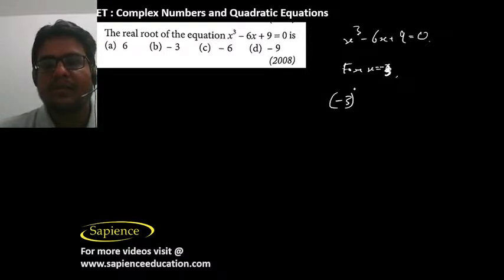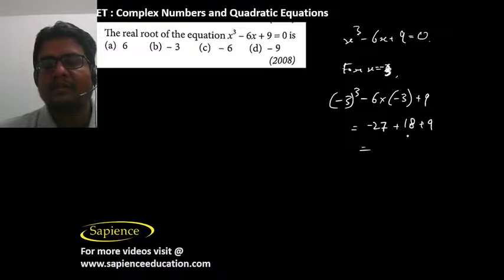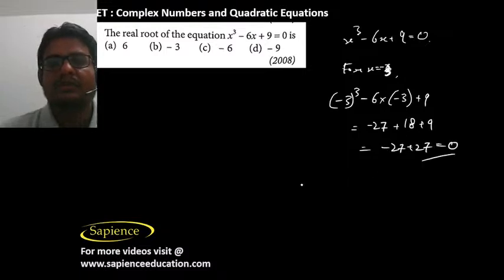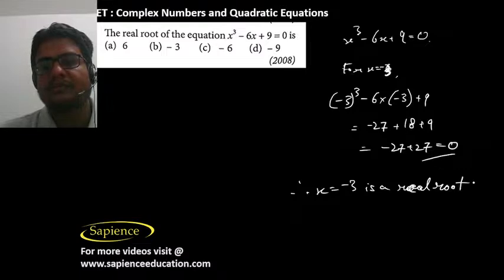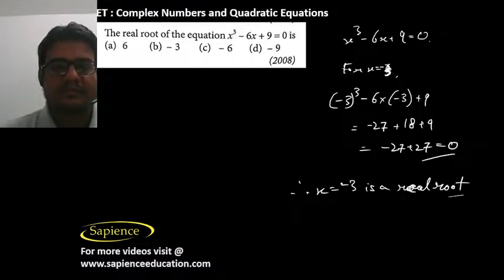We have minus 3 whole cube minus 6 into minus 3 plus 9, so that will be minus 27 plus 18 plus 9. So 18 plus 9, that is 27. So minus 27 plus 27 is equal to 0. Therefore x equal to minus 3 is the real root of the equation. Okay, so option B is the correct answer.